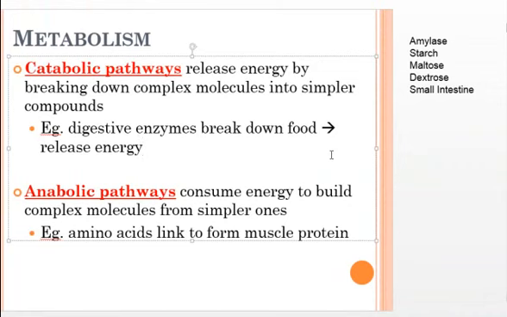Anabolic pathways, on the other hand, use energy. And the way that I remember anabolic is used to build molecules is because A is an add and A is an anabolic. So a great example of an anabolic pathway would occur in conjunction with a catabolic pathway. So let's say that you have a big juicy steak for dinner one night. If that steak is broken down into smaller subunits, let's talk in particular about the proteins in that steak. So the proteins in that steak might be broken down into amino acids.